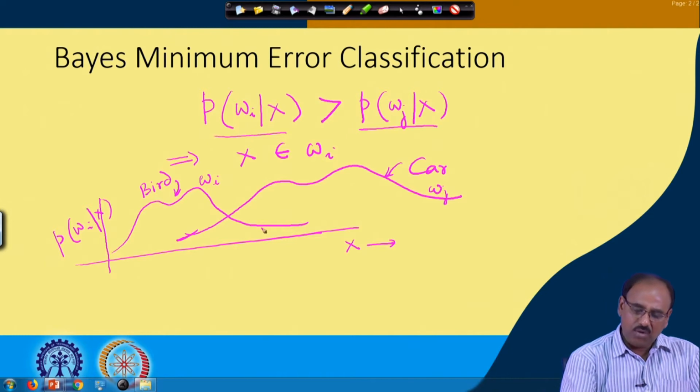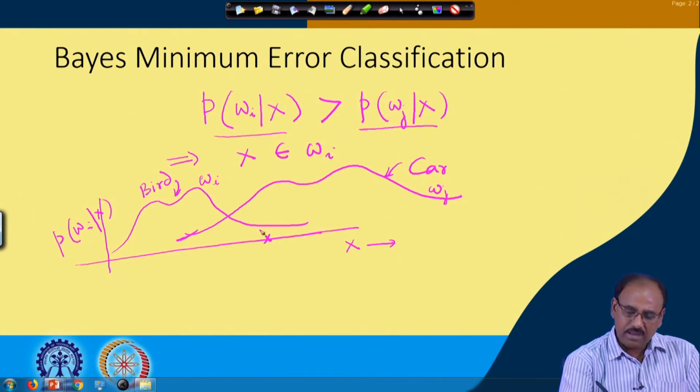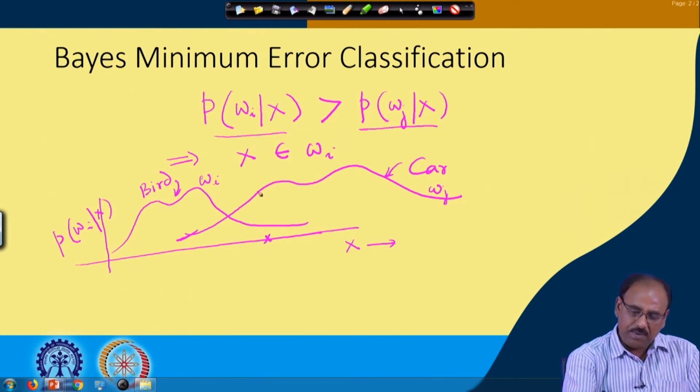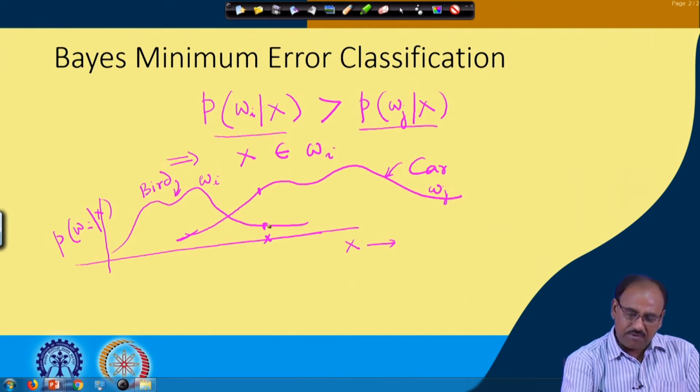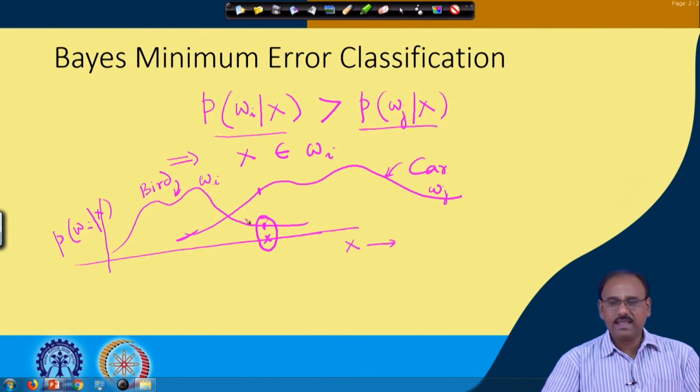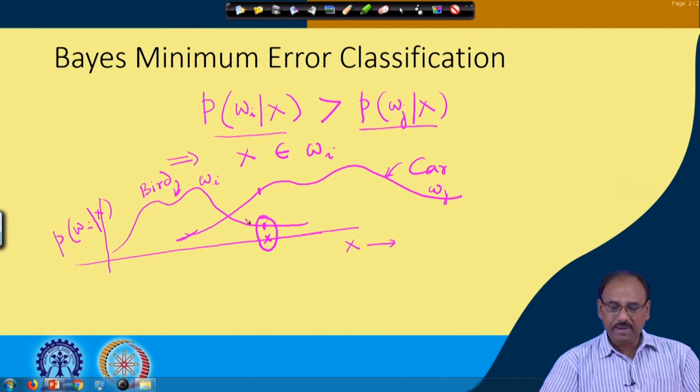Given any unknown x, say the x vector is somewhere over here, you find that for this x, P of car given x is more than P of bird given x. As a result, I decide that this x belongs to car, not to bird. But still there is a finite probability that x may belong to bird also, and that is my probability of error. So, what is the probability of error in this case? The probability of error is nothing but the minimum of the two.